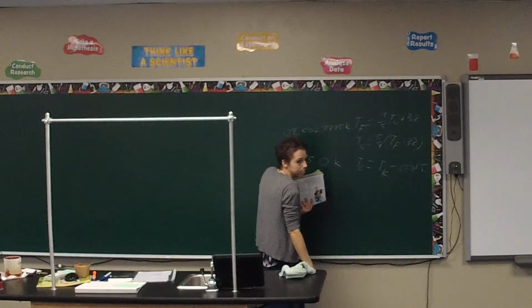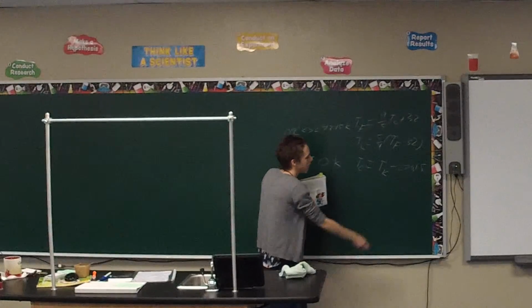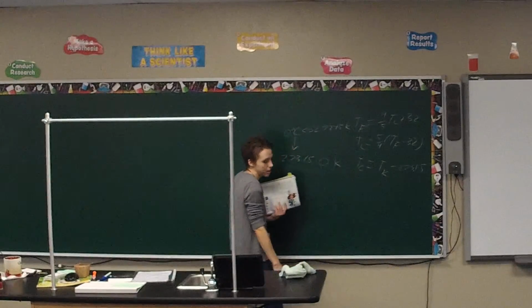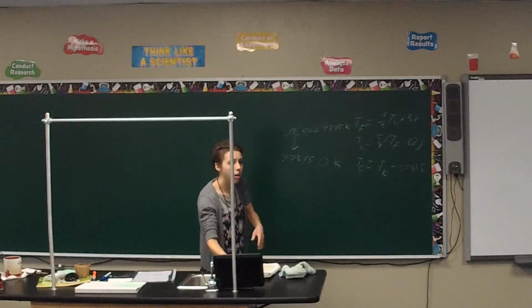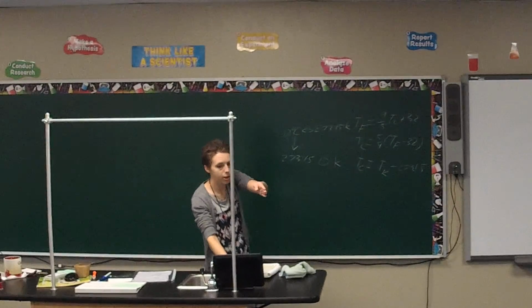For the other one, it's just the opposite. So TF equals TC times 1.8 plus 32. Keep that in mind.